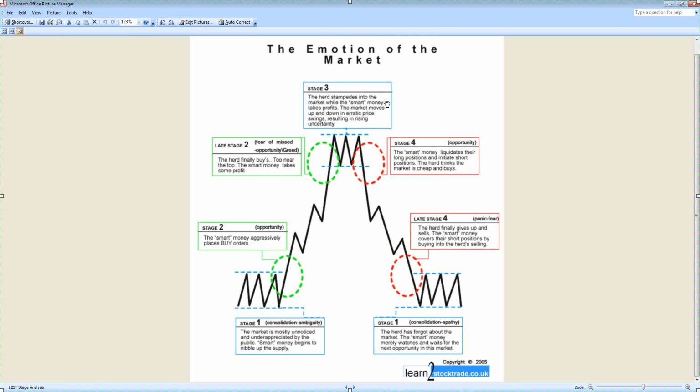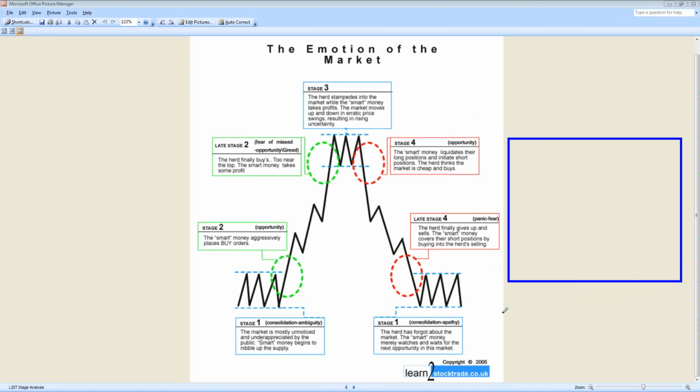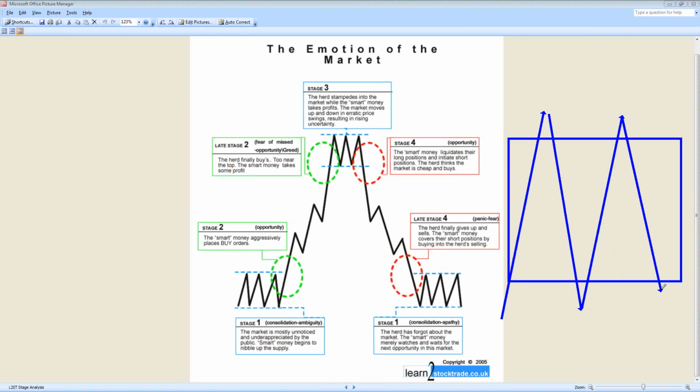Stage 3, the herd stampedes into the market while the smart money takes the profits. The market moves up and down in erratic price swings. This is actually another short-term accumulation phase, typically above a wider value area. And then when we go out of that shorter term value area, I think it makes more sense if I put a wider value area on the side of this. So if we say, look, this is the value that we've been trading against since February, this is the kind of stuff we've been seeing. And when you look at the charts and what's actually been unfolding since, you'll see how this makes sense.